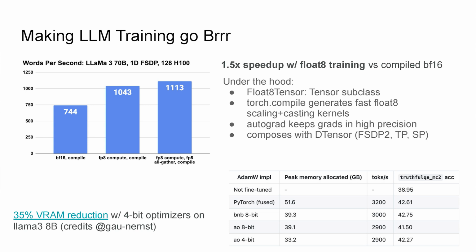With float8 training, you also get autograd support and distributed support, so it works with distributed primitives like FSDP2, tensor parallelism, and sequence parallelism. Inspired by bitsandbytes, we wrote low-bit optimizers in PyTorch in a few hundred lines of Python code. So we have 4-bit and 8-bit optimizer support in Torch AO. And it's pretty good, like we see 35% VRAM reduction on the Llama 3 model with them. And the performance is also pretty good.